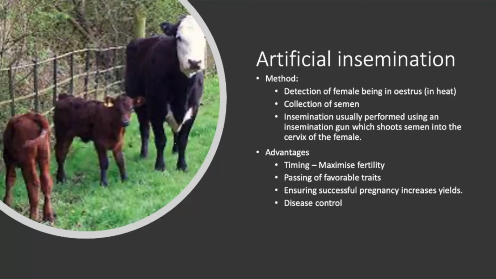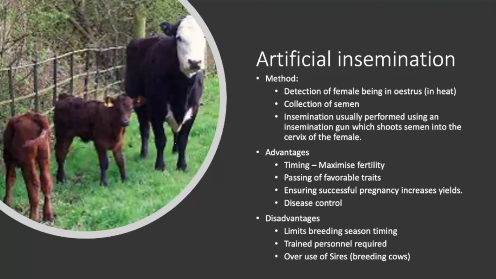The advantages of artificial insemination are that with timing, you can maximize fertility, we can pass on favorable traits from the desired father to the offspring or mother to the offspring, and ensuring a successful pregnancy increases yields, so having safe conception, and it minimizes disease control, so you can select for the right genes. But the disadvantages, again, it limits breeding on season timing. It requires trained personnel, and it can sometimes result in the overuse of sires, which are the breeding males.